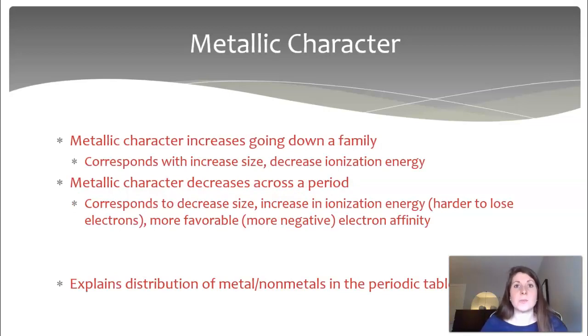This corresponds to the increase in the atomic radius and a decrease in the ionization energy, so they tend to lose those electrons. And then it decreases across the period. This is because of a decrease in size and an increase in ionization energy, meaning it's harder to lose the electrons, and it's more favorable to gain them.